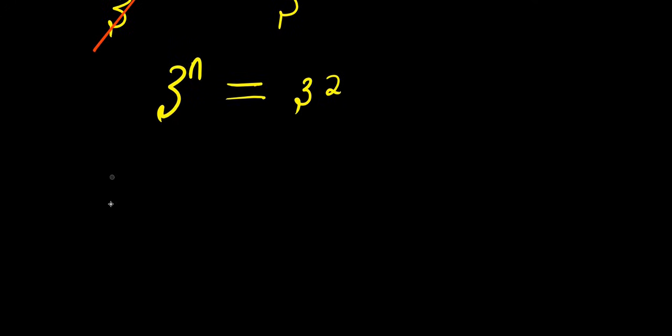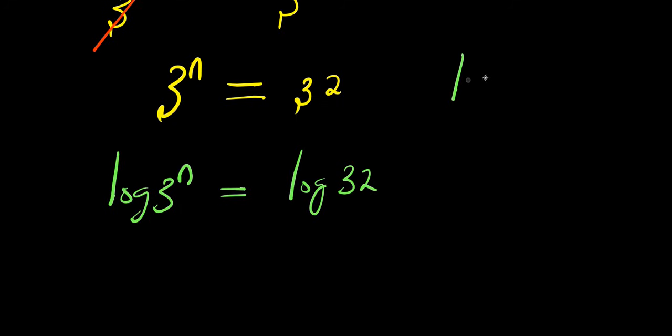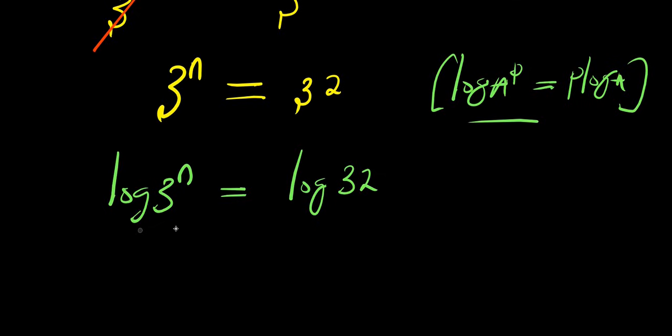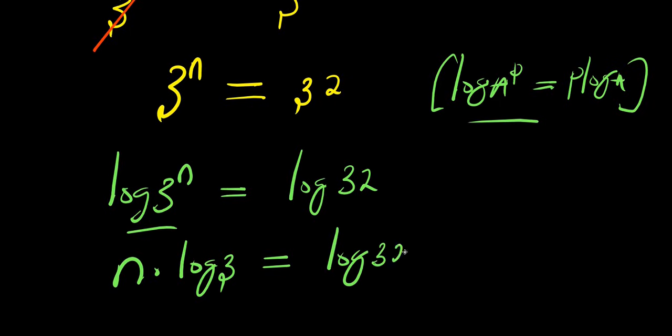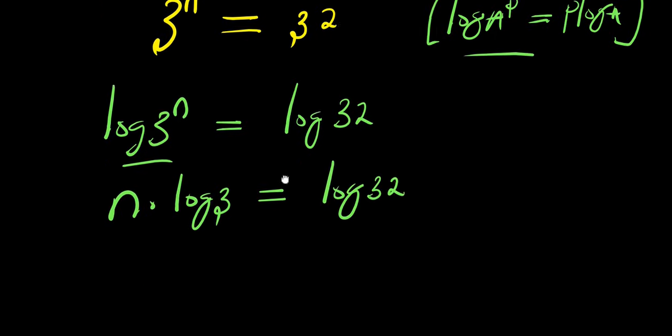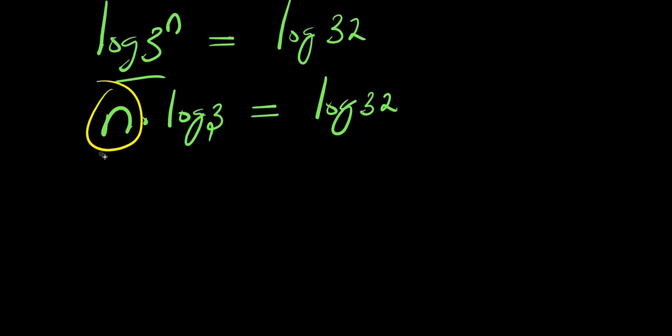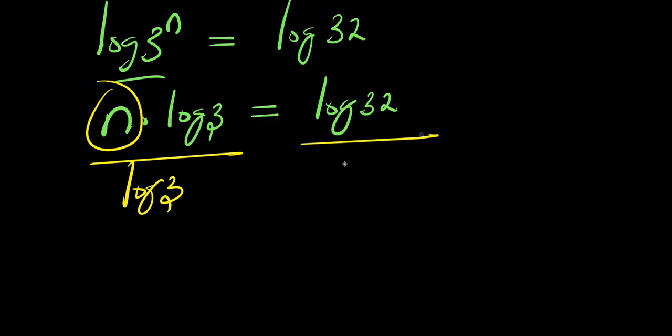Right now we can apply log of 3 power n equals log 32. Remember, log a power b equals b times log a. Applying this right here, I will simply have n times log 3 equals log 32. So from here, I can isolate n by dividing this by log 3 and also dividing this by log 3.